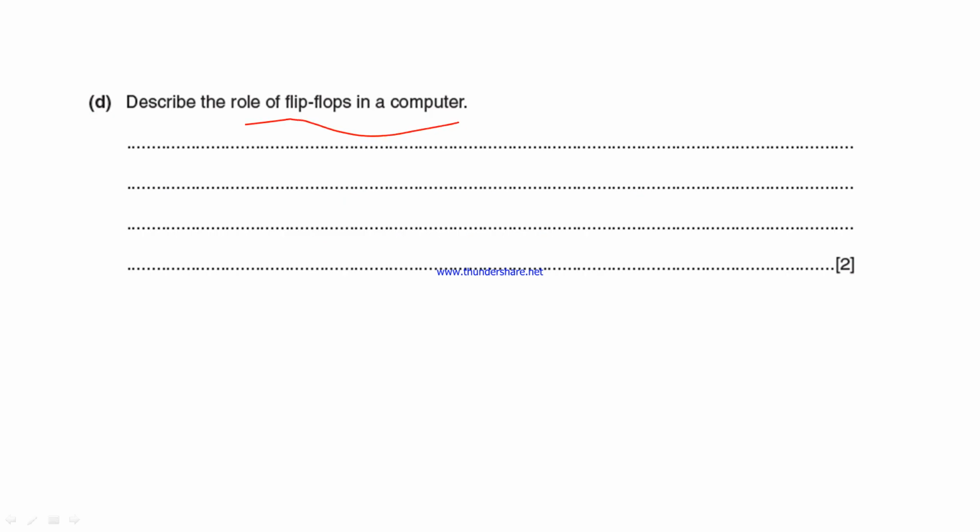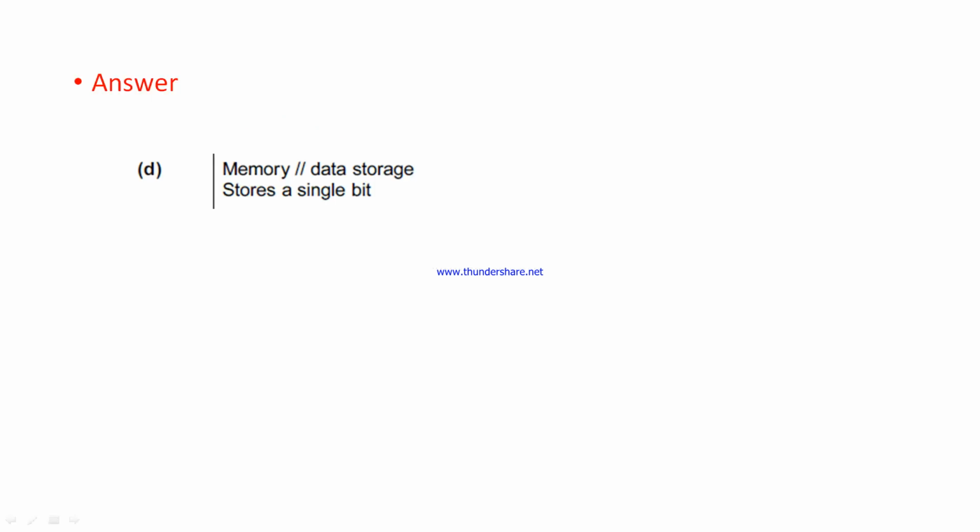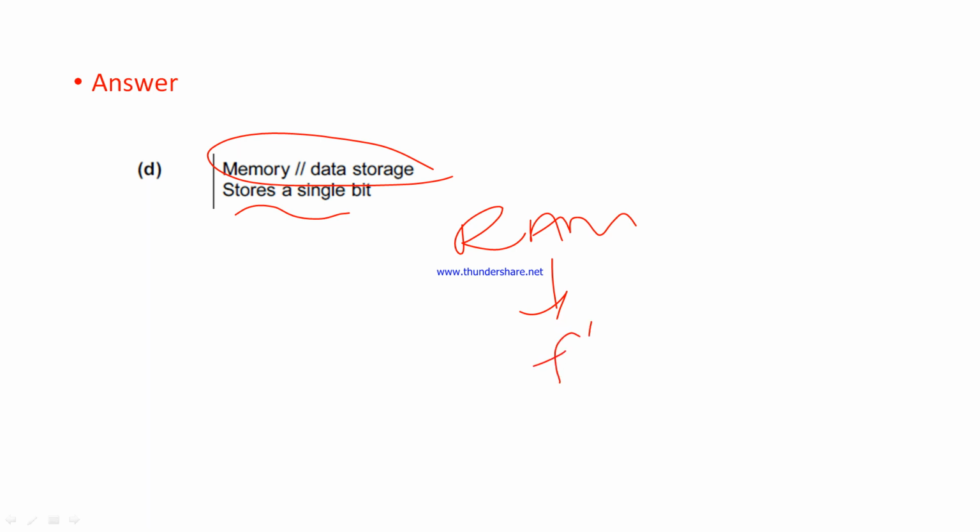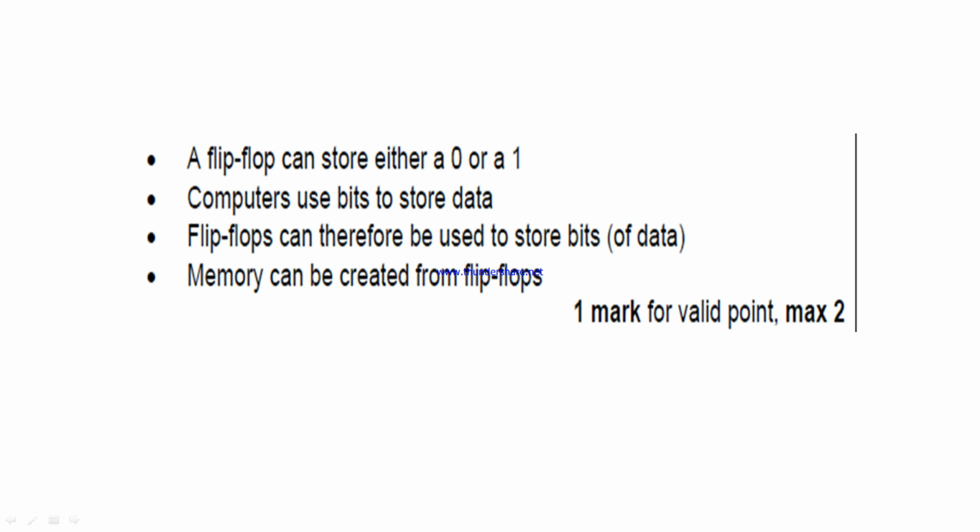Describe the role of flip-flop. Why do we study flip-flops in computer? Flip-flops are used to remember data, the binary bits, the binary digits. So it is used to store single bits, a 0 or a 1. And when we are able to store a bit 0 and 1, we can form a memory. So the memory, the RAM, is formed from the basic building blocks of the flip and the flop. So the flip-flop is the basic unit for creating the memory. That's why we studied this in this chapter.